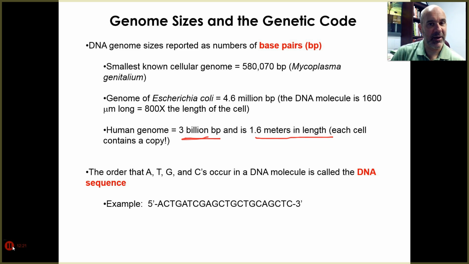But remember, our cells are diploid, so we have 2 of each chromosome. And so the reality is you've got 6 billion base pairs of DNA that are almost 4 meters in length inside one of your cells. So think about that.